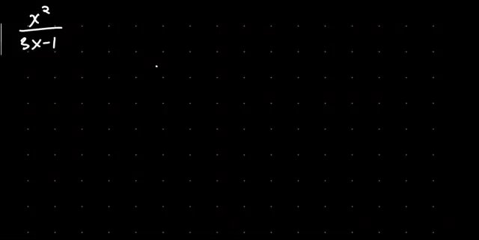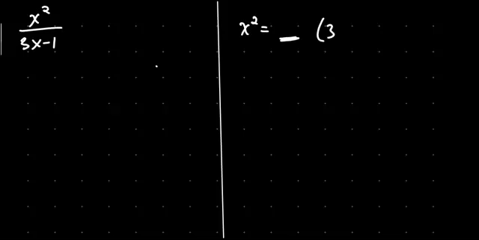Let's go do another one. Moving quick here, YouTube only gives me 10 minutes to make these videos. So I need to rewrite x squared as a factor of 3x minus 1.